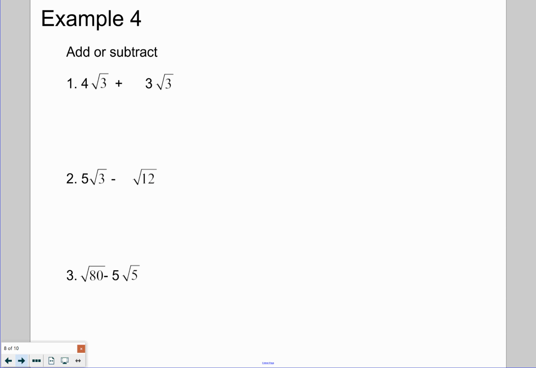All right, let's do the next one. 4 times the square root of 3 plus 3 times the square root of 3. Anybody remember what to do here? Because you have done this before. Who remembers what to do here? You have done this before. Okay, why? What? It's 7.